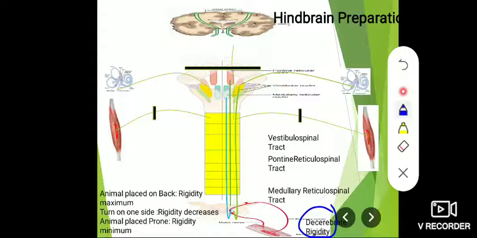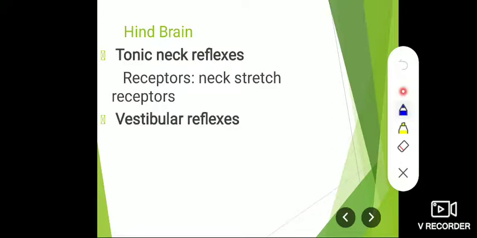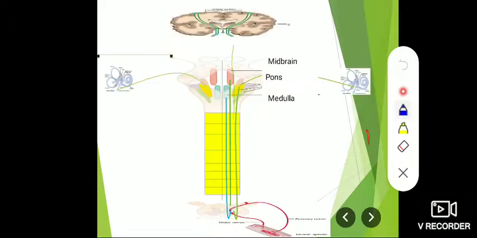So in cats we observe that rigidity is maximum when the cat is placed on its back, and when we make it prone, rigidity is minimum. So these are called vestibular reflexes. Like this, in the hindbrain we have two reflexes: the tonic neck reflex arising from the neck muscles, and the tonic vestibular reflex arising from the vestibular apparatus.